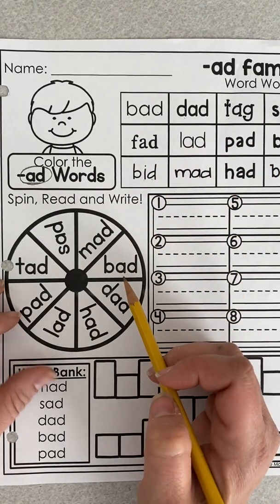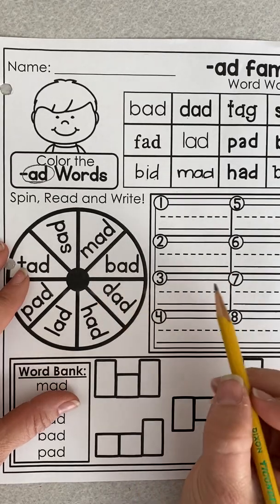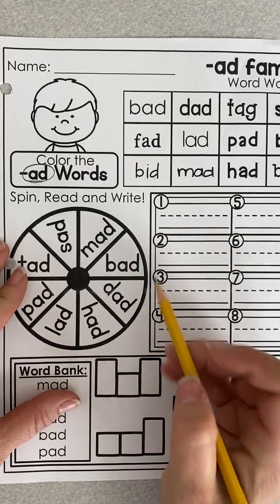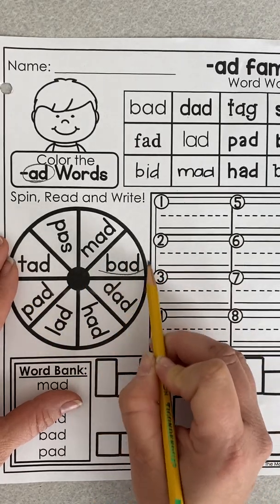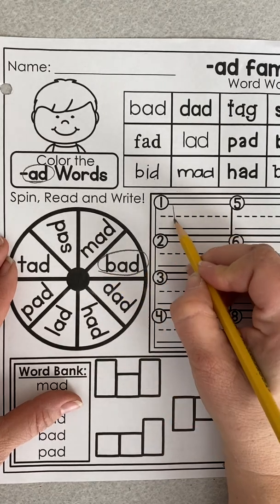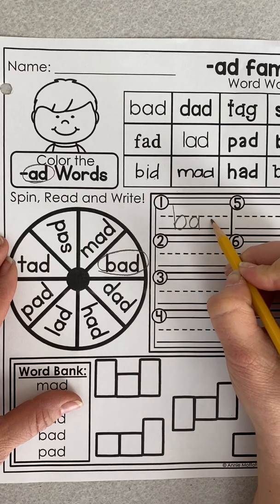And now this is the same thing that we've done before. We're going to circle it. We're going to write it. We're going to color it. So pick one. All of these have A-D, which is the add family. So I'm going to just pick any one that I want. Bad, B-add, bad. And I'm going to write it. I'm also going to sound it out so I can practice my great reading skills.